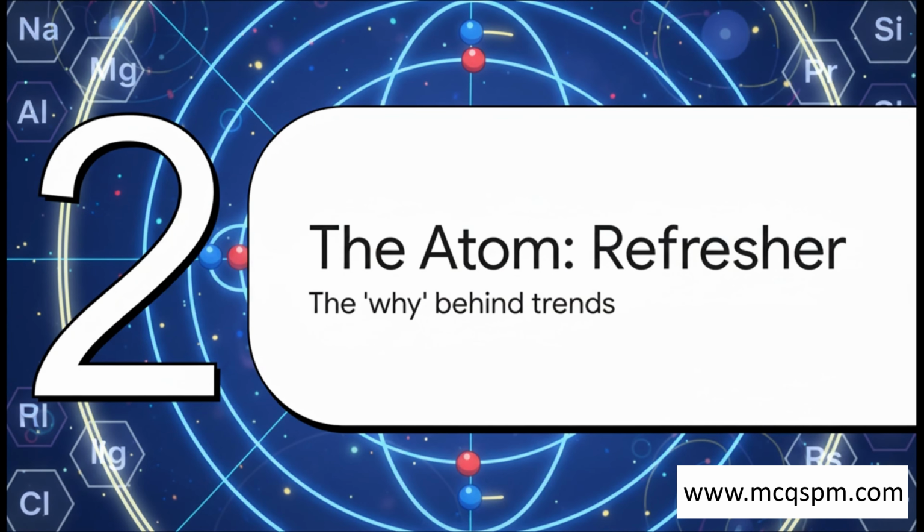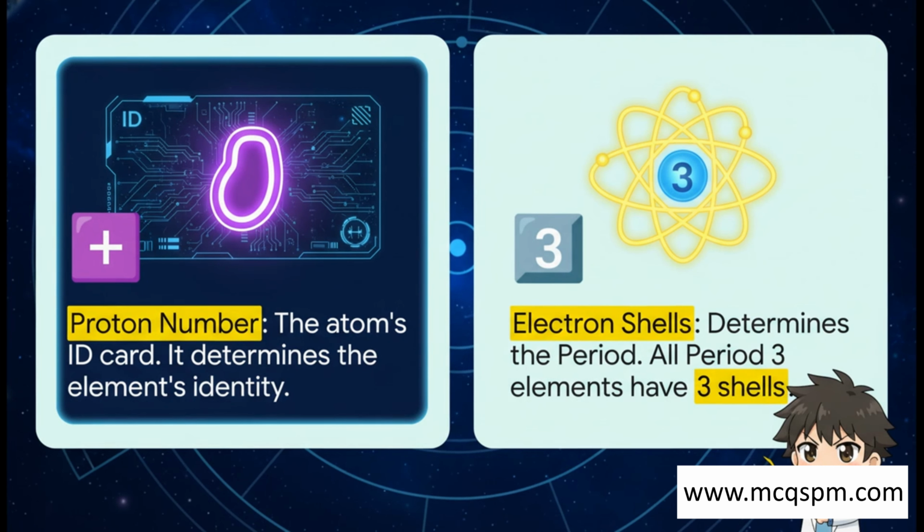Now, to really understand the trends we're about to see, we've got to quickly look inside the atom. If you get the why, I promise you, remembering the what during the exam will be a piece of cake. It all comes down to these 2 golden rules. The number of protons is like the atom's ID card. It tells you exactly which element it is. And the fact that they all have 3 electron shells, well, that's what puts them all in the same row. Period 3. Simple as that.